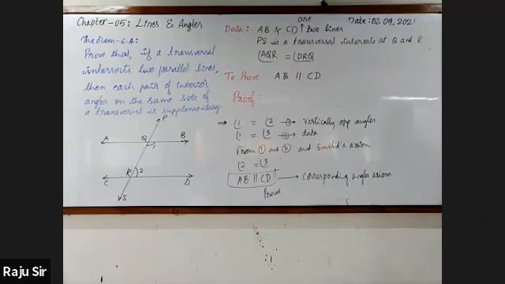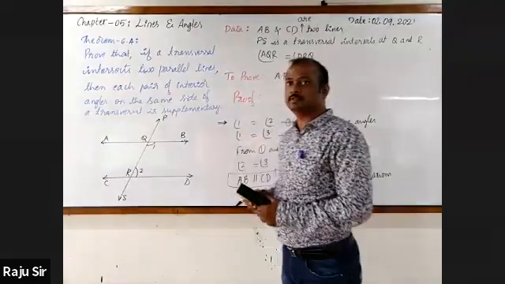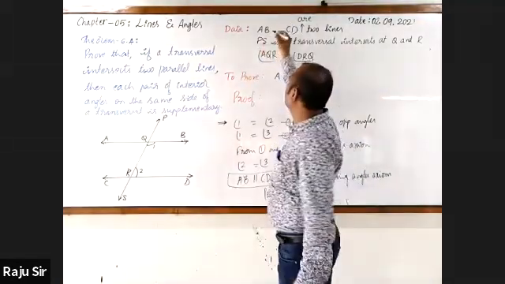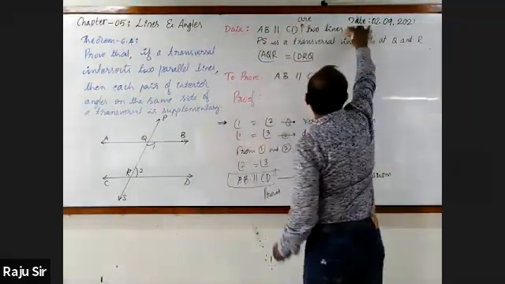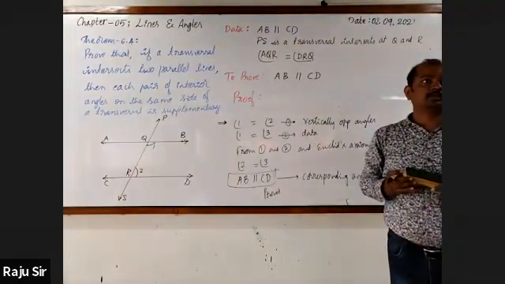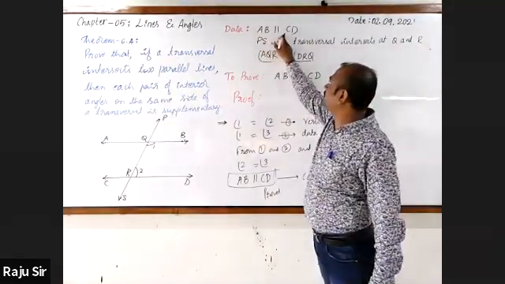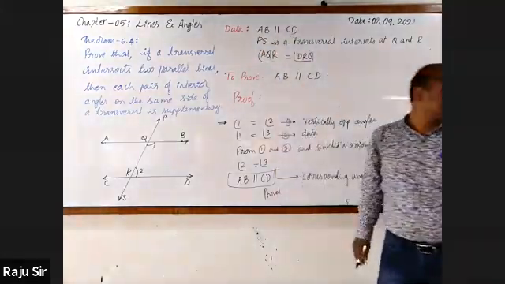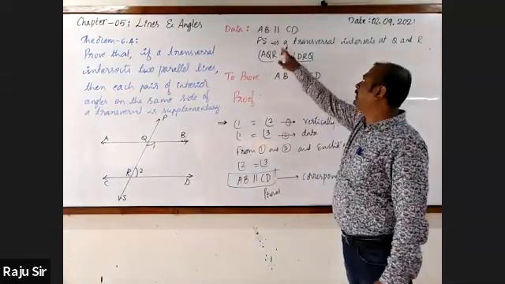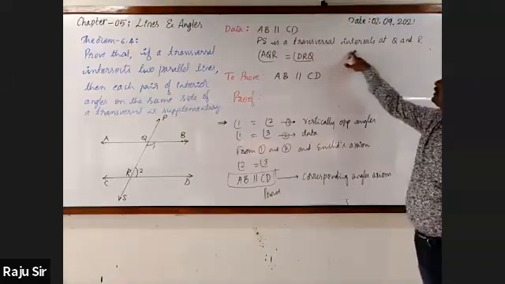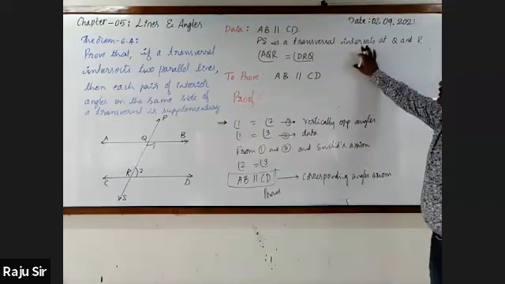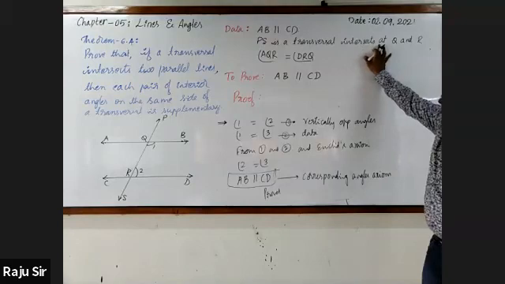But we have to show the sum is 180. AB is parallel to CD. Please do follow my words. In data, write only this one: AB parallel to CD. PS is a transversal intersecting at Q and R.